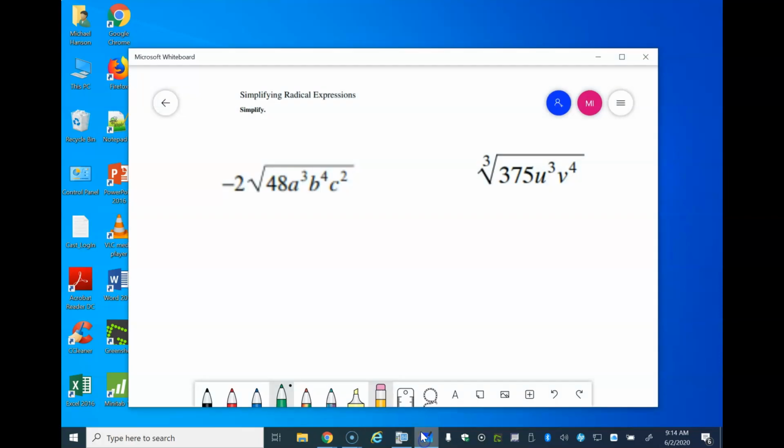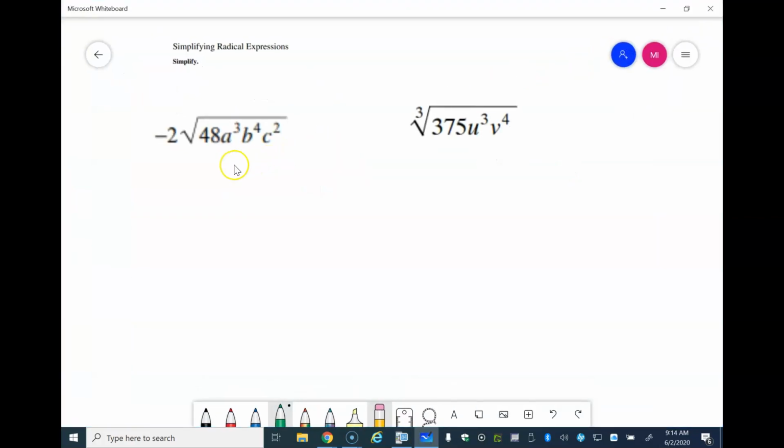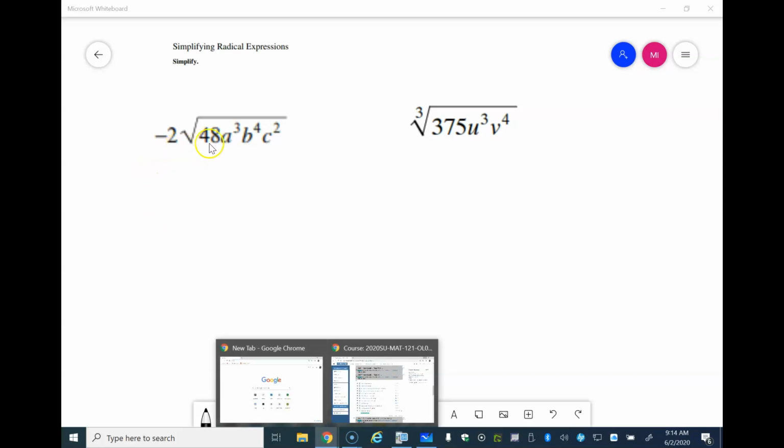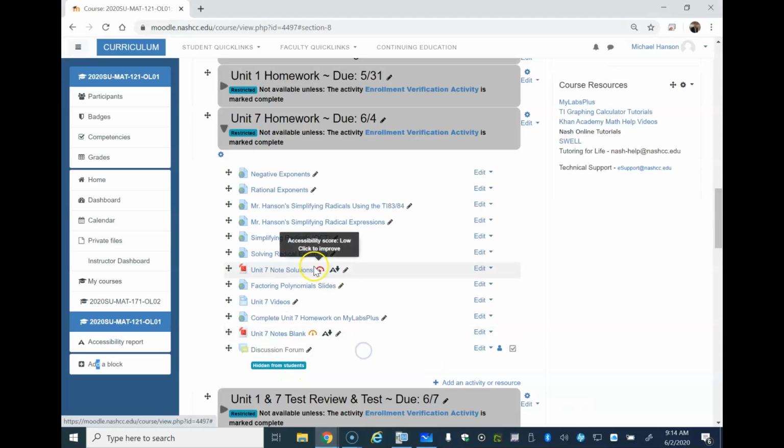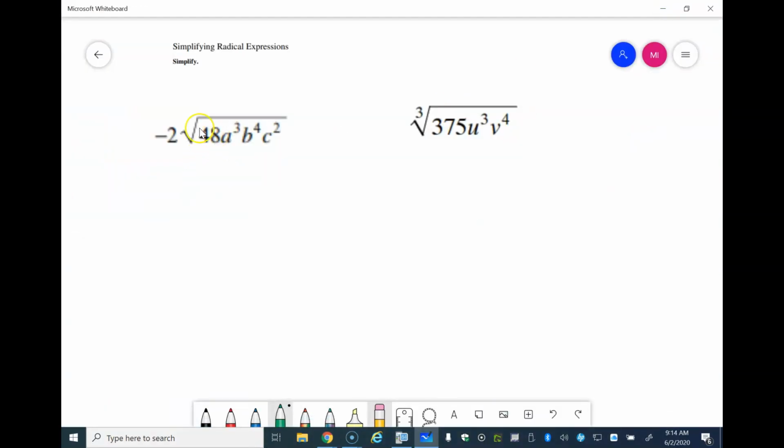So I want to go ahead and show you a few examples. Here I'm going to simplify this expression. The video to help you with the constant in front, this 48, is going to be this one here. And if you want to know by hand, it'll be this one here. The simplifying radicals and simplifying using a calculator videos will help you with the 48. I'm going to briefly go over that, but if you want more depth, just click on those two videos and it'll show you how to do that.